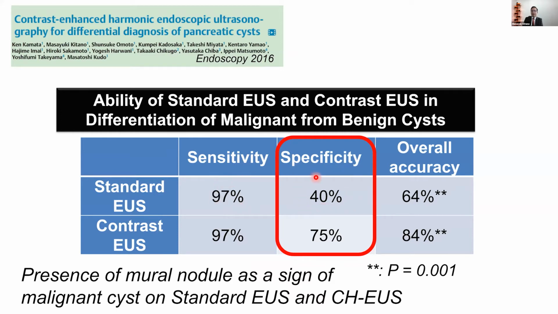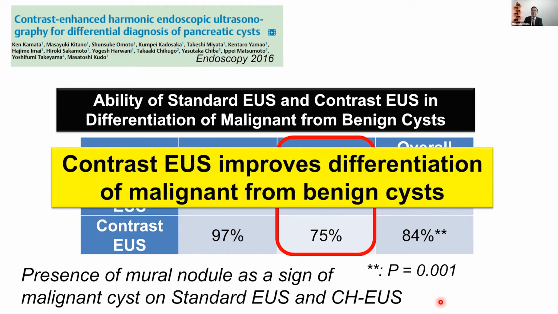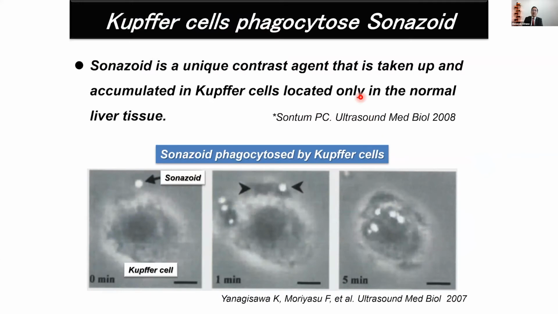It means standard EUS sometimes fails to discriminate mucus plugs from mural nodules. But when we perform contrast EUS, the specificity improved to 75%. So contrast EUS may improve the differentiation of malignant from benign cysts. Contrast EUS is also useful for staging of pancreatic cancer.